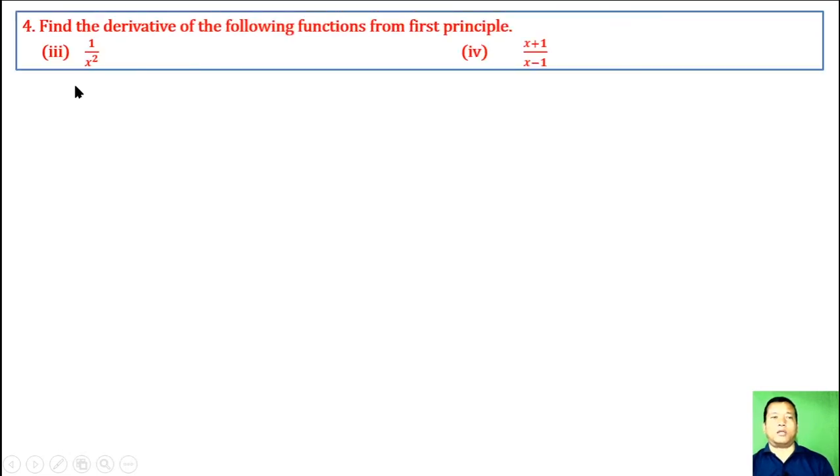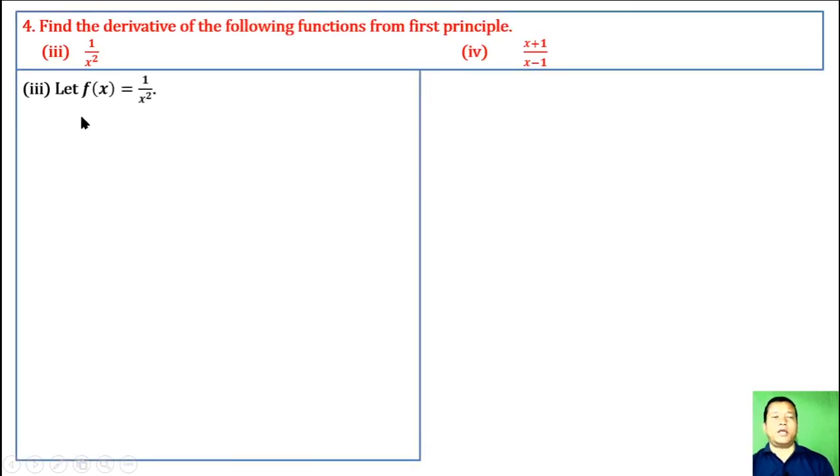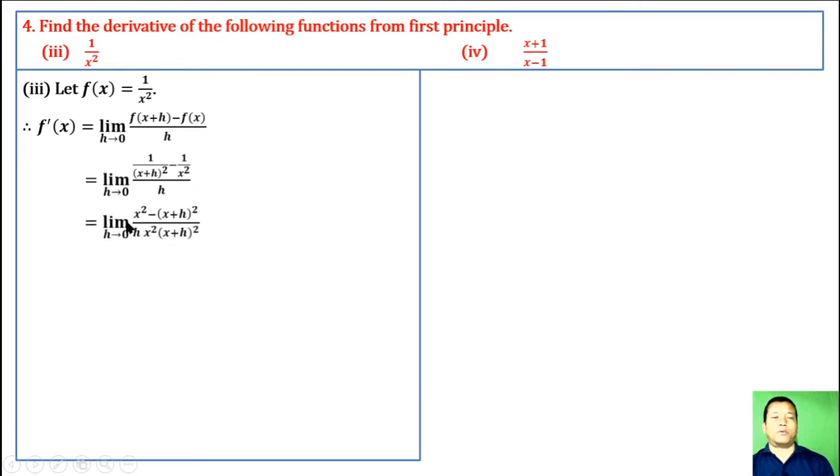For Roman number 3, let f of x be 1 by x squared. Therefore, f dash of x equals this. Giving the respective values, we get this, and summing up, we get this. Rearranging and cancelling x square from the numerator, we get this. Putting h equal to 0, we get this. Simplifying, we get minus 2 by x cube, which is the required derivative.